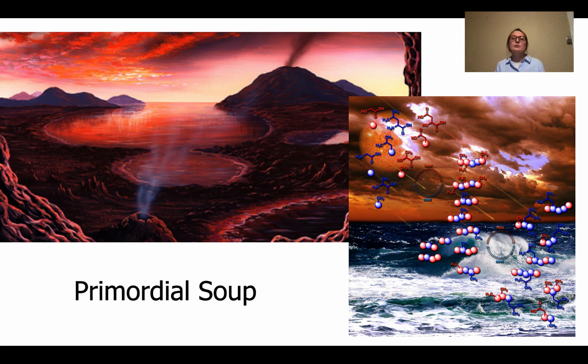So there were really simple molecules floating around in this soup, in this water, and eventually these molecules were able to find each other and create more complex molecules, eventually giving rise to an organism. But how can this be true? Because we know that the universe is moving from order to disorder.